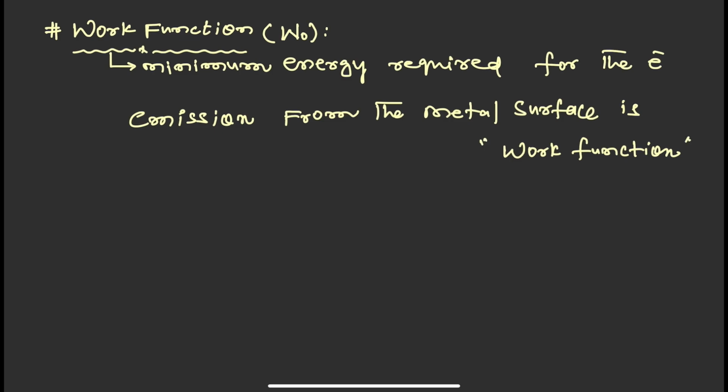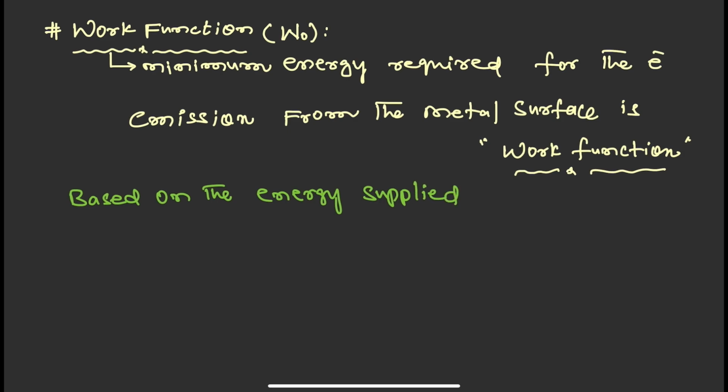So the work function is defined like this: some amount of energy is required for the electron for its emission. This amount of energy is needed, but how is this energy supplied? Based on the energy supplied, there are different types of emissions. Including photoelectric emission, there are four types of emissions.